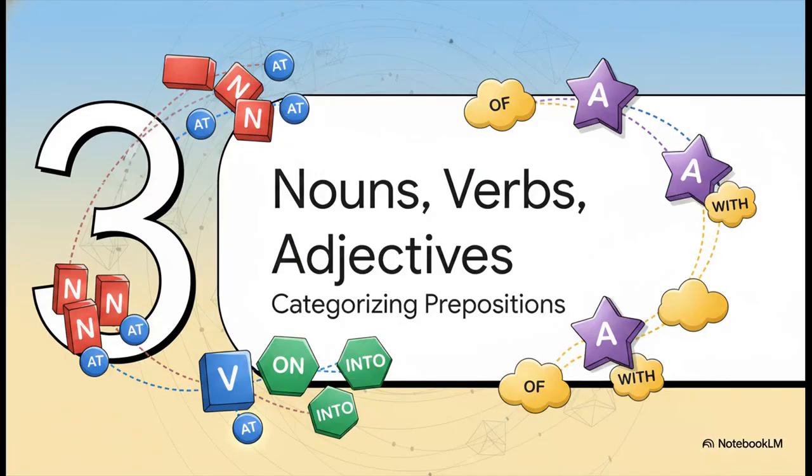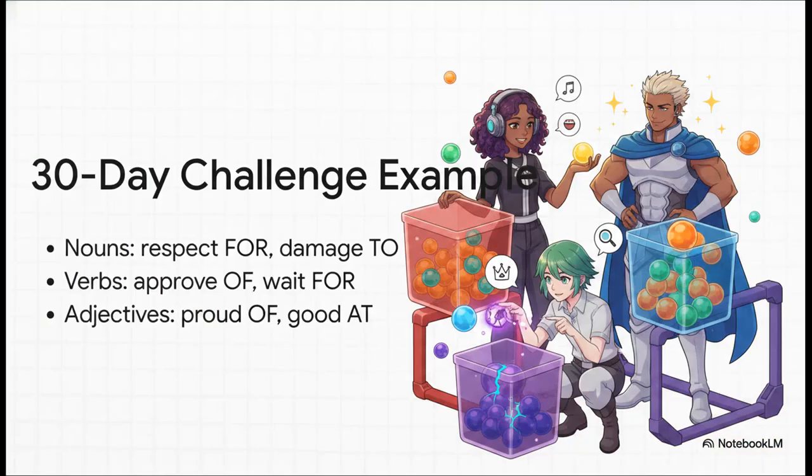Moving on to Section 3, nouns, verbs, and adjectives. So, how do we organize all this chaos? We really need to see how different parts of speech, specifically nouns, verbs, and adjectives, attract different prepositions. By grouping them, we can start to spot some very subtle but super helpful patterns. Let's see how this builds using some great examples straight from a 30-day learning challenge.